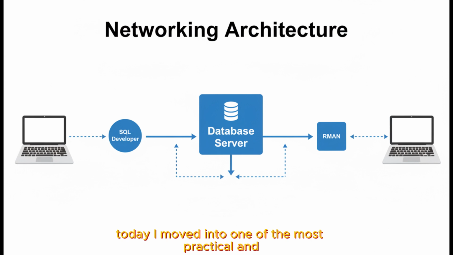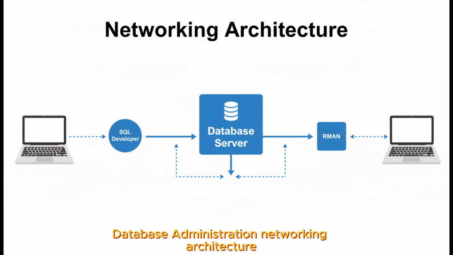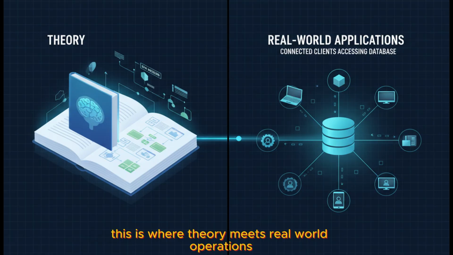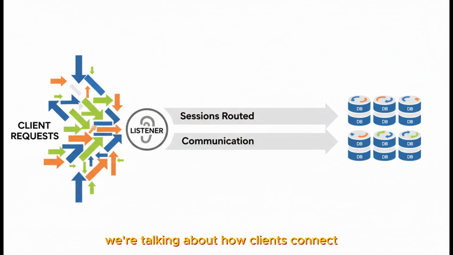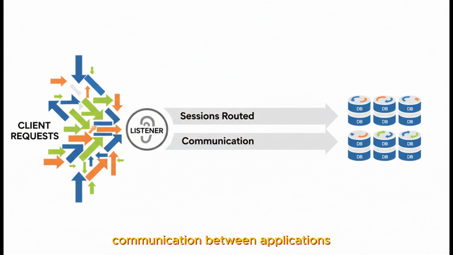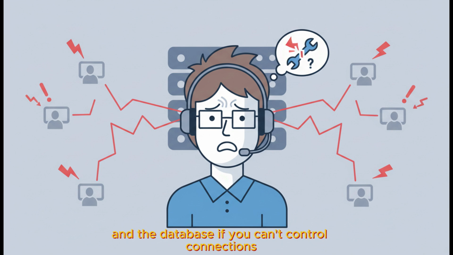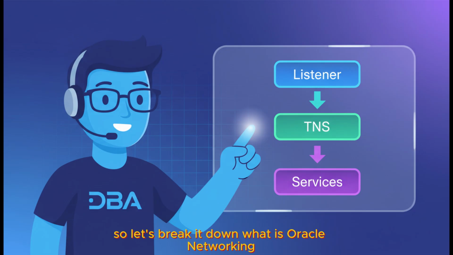Today I moved into one of the most practical and important areas of Oracle database administration, networking architecture. This is where theory meets real-world operations. We're talking about how clients connect, how sessions are routed, and how Oracle handles communication between applications and the database. If you can't control connections, you can't control your database environment. So let's break it down.